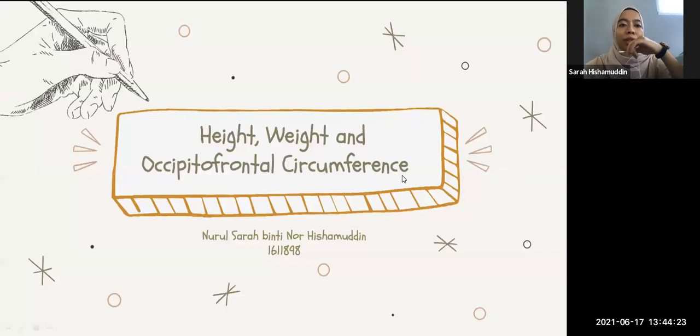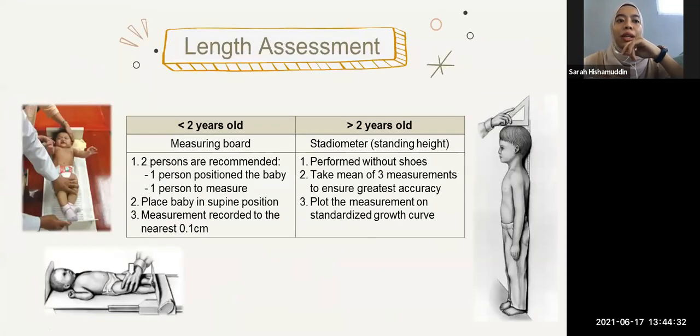Assalamualaikum warahmatullahi wabarakatuh. Alright, so the next one we will discuss is the height, weight assessment, and also the occipital frontal circumference. Firstly, for the length assessment, for patients less than 2 years old, we will measure them using a measuring board, while for more than 2 years old, we use the stadiometer or standing height.